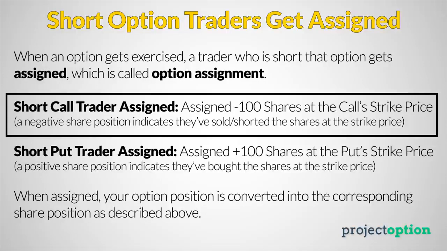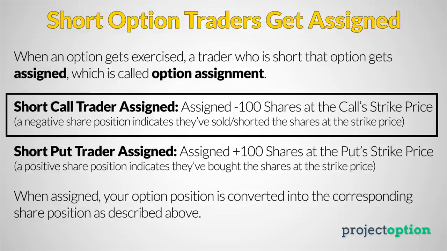One of them is selected at random, and they are assigned a short stock position, or they sell 100 shares of stock at the strike price when they are assigned. So I will no longer have my option. I will have the stock position, and they will no longer have their short call position. They will be given negative 100 shares, or they will sell or short 100 shares of stock at the call's strike price. So that is called assignment.